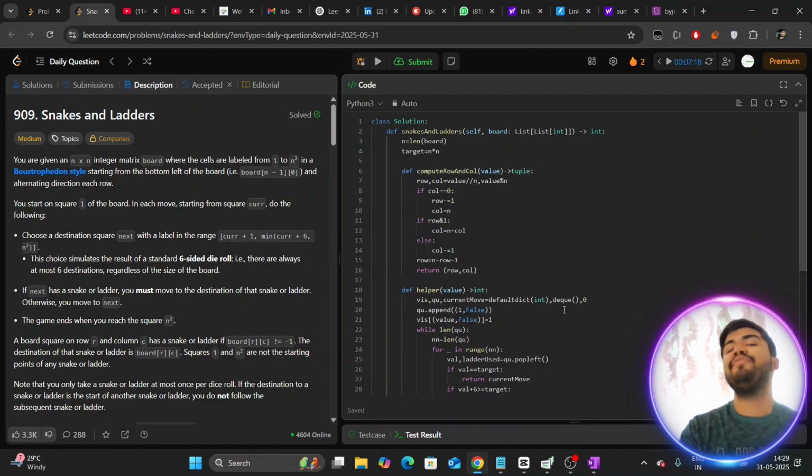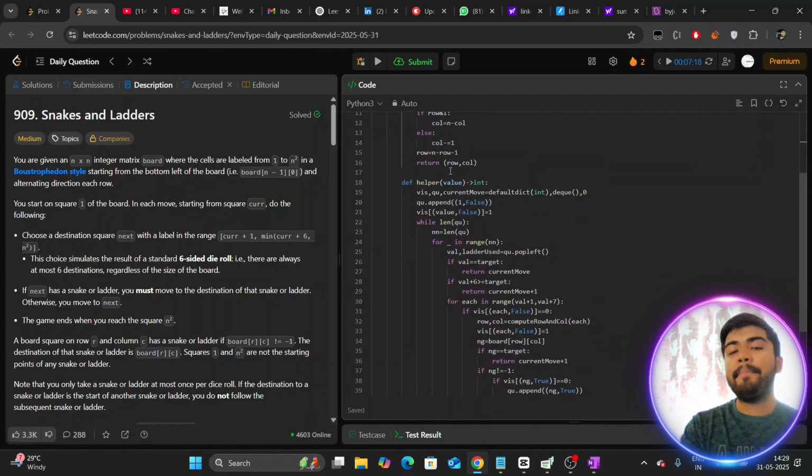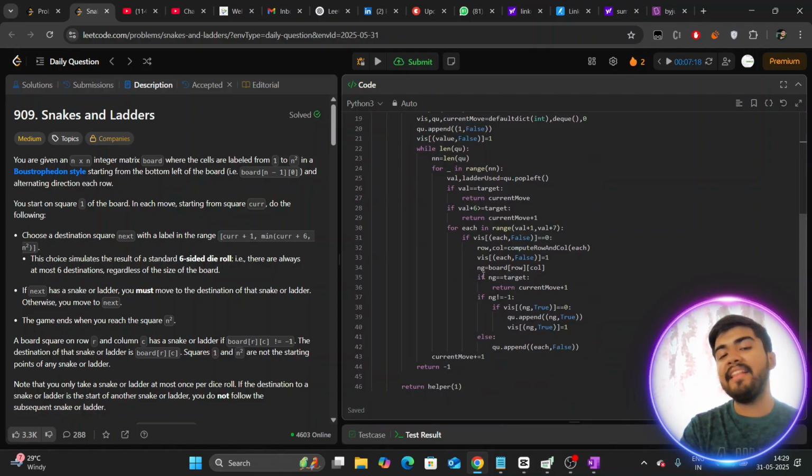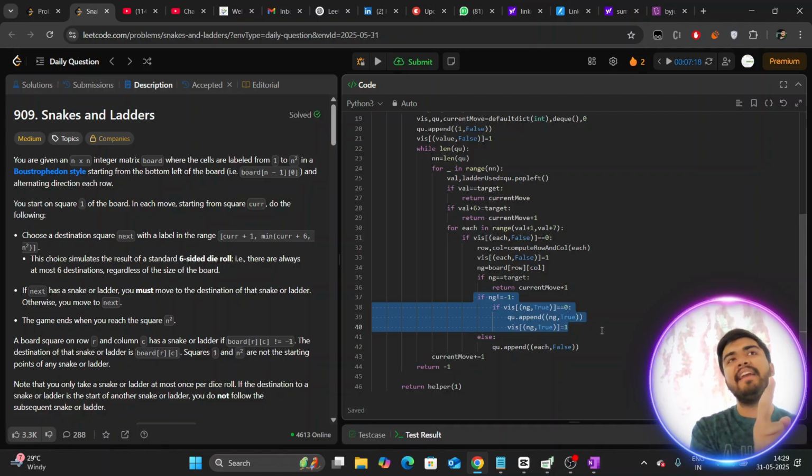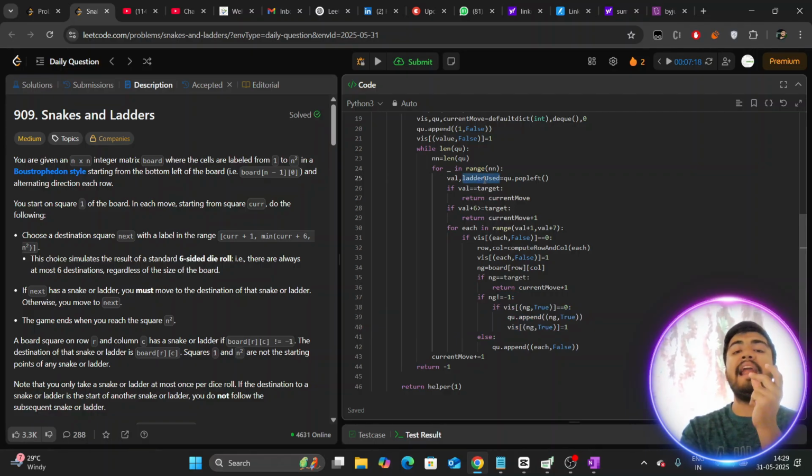But if you have correctly understood it or done your own whiteboarding to compute your row and columns correctly, then apart from that, when you take a node and explore its neighbors, every node has two possibilities. Either it was reached using a snake or ladder, or it was reached by a dice roll. So you have to take care of these two things. A particular cell has two ways to reach it, either via snake and ladder or via dice roll. So for every cell, you definitely need a ladder-used boolean, for sure.